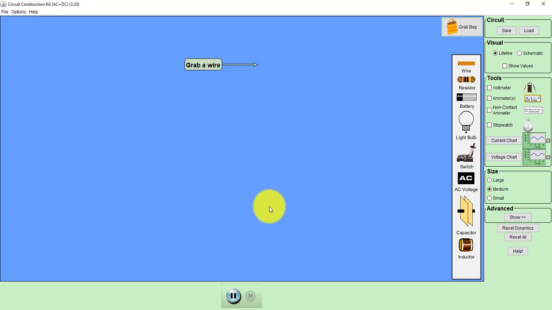Now we have to construct a DC series circuit, for example. So first of all I will take a battery, which is a DC voltage source. Then, in order to switch the battery on or off, I will take one switch and drop it here. Then two options are there to take resistance. Either you can take an electronic resistor here, or we can take a light bulb as a resistance. To have the visual representation, I will take the light bulb.